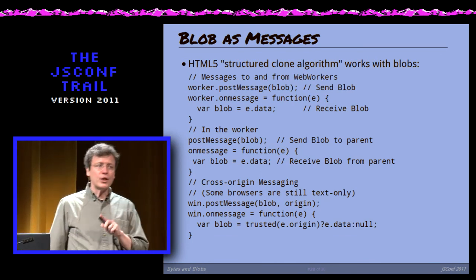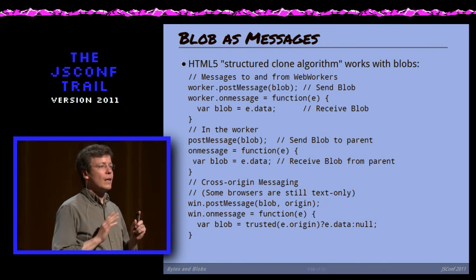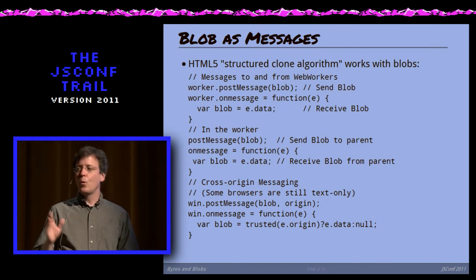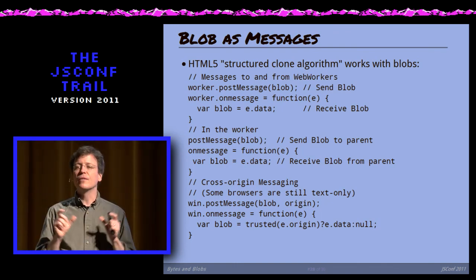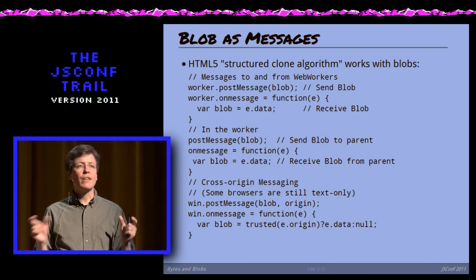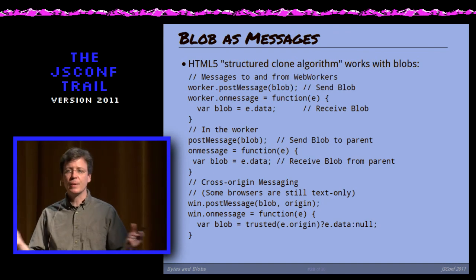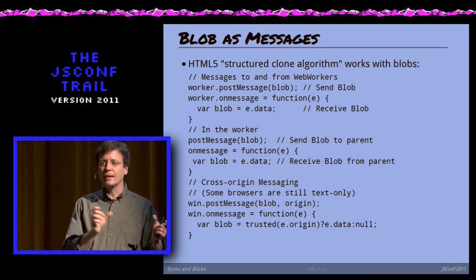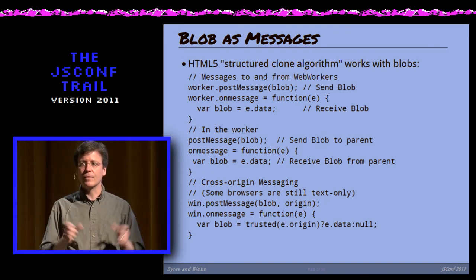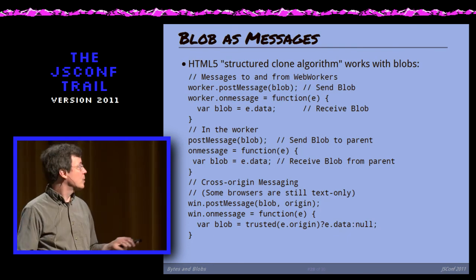HTML5 also defines cross-origin messaging, where two windows can communicate even if they're from different origins through this safe message passing. And because everything is cloned, the structured clone algorithm, that makes it safe because it's only copies of data, so they can't modify each other's state. They can just pass messages.